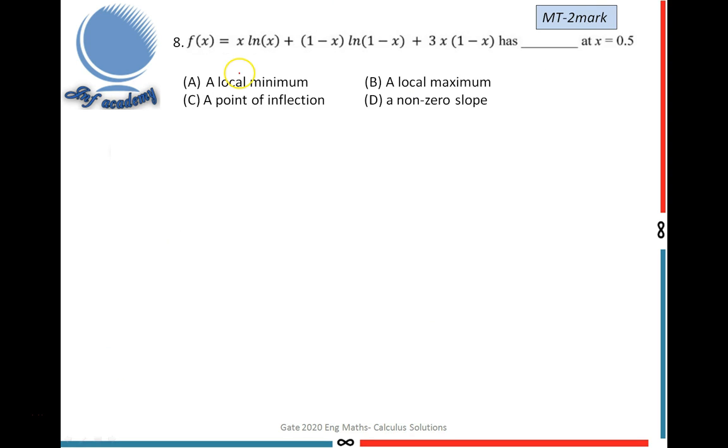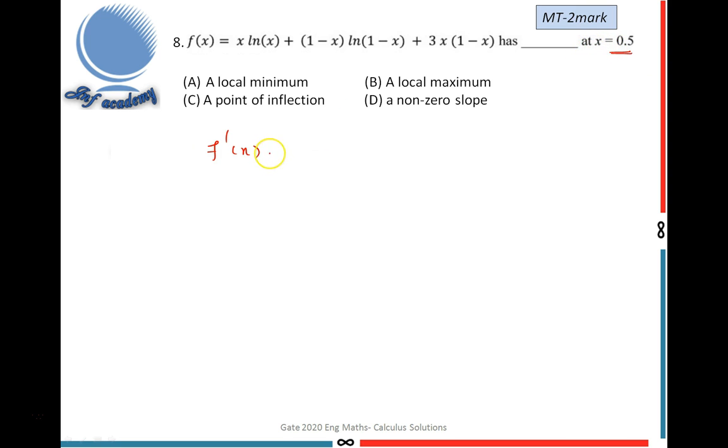Eighth problem. A function f(x) is given, which has a local maximum or local minimum at x equal to 0.5. The point is given. You have to find whether it is a local maximum, minimum, point of inflection, or non-zero slope. This question is from the MT department. It has 2 marks. First, I find f'(x). Here the point is given, so I do not find the critical point. But I have to check whether it is a local maximum or minimum or point of inflection.